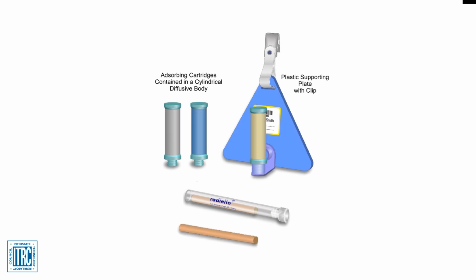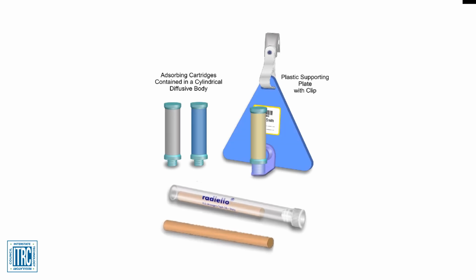Once the sampling period is complete, take out the adsorbent cartridge from the diffusive body, careful not to touch the adsorbent itself, and place it back into its original sealed glass tube. Between sampling and desorption or analysis, the cartridge can be stored in polyethylene bags. The cartridges are desorbed for analysis by chemical solvent or thermal extraction, depending on the specific cartridge used.